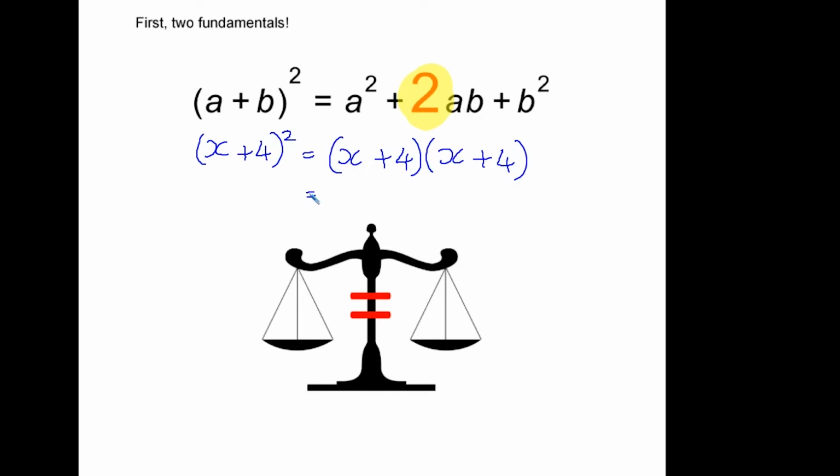Right, the x's multiplied together for our first terms give us x squared. This x is going to multiply with this 4, giving us 4x. And this x is going to multiply with this 4, giving us another 4x. And that's where we get this twice 4x. And then plus 16. Right.